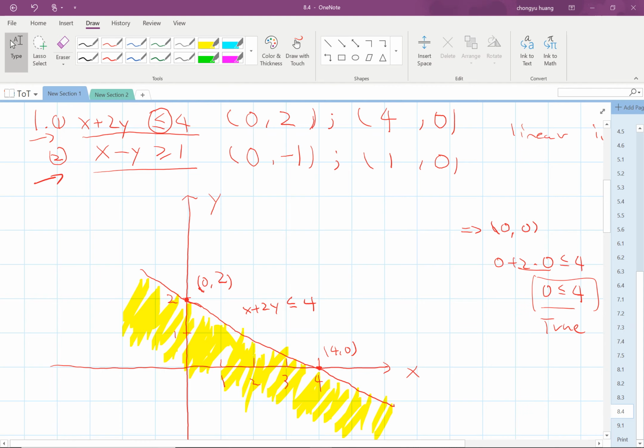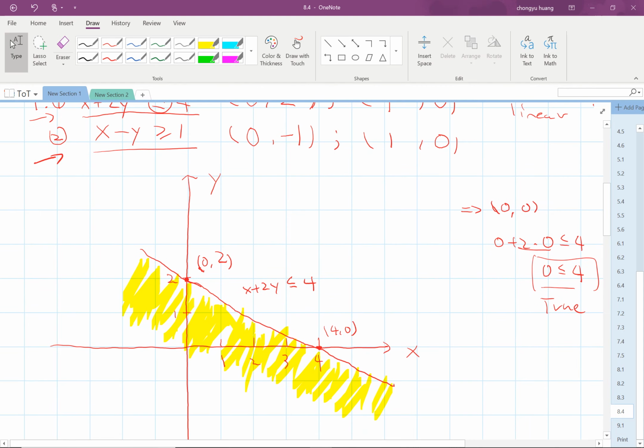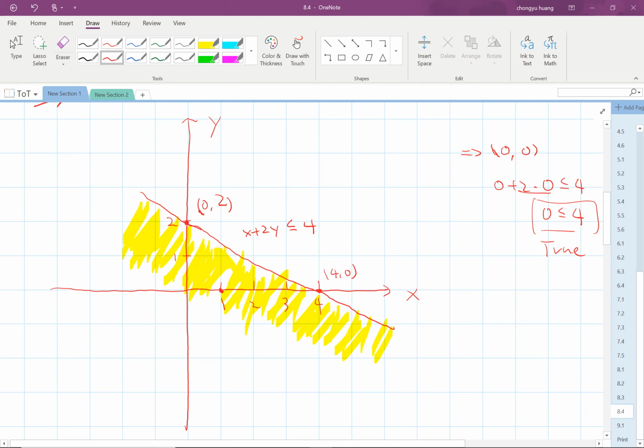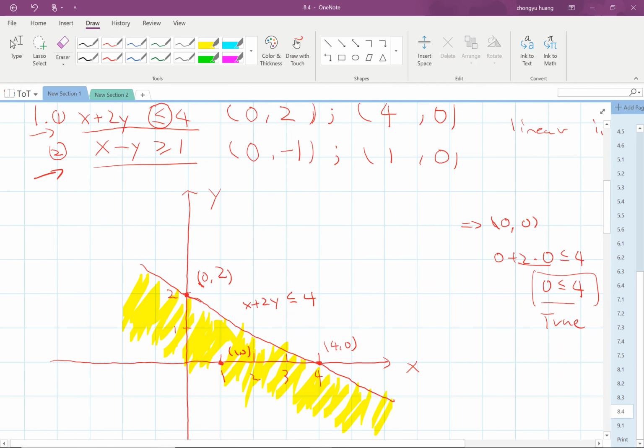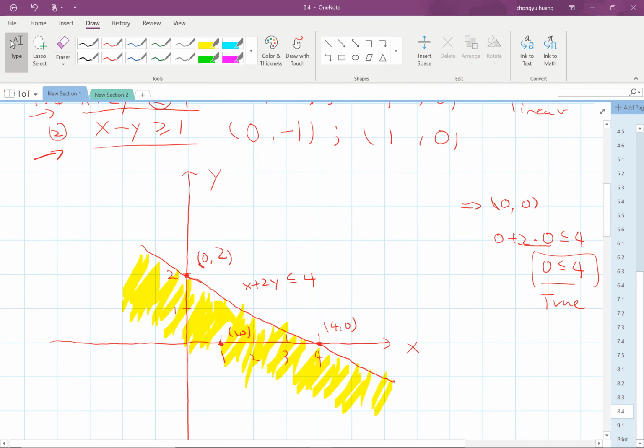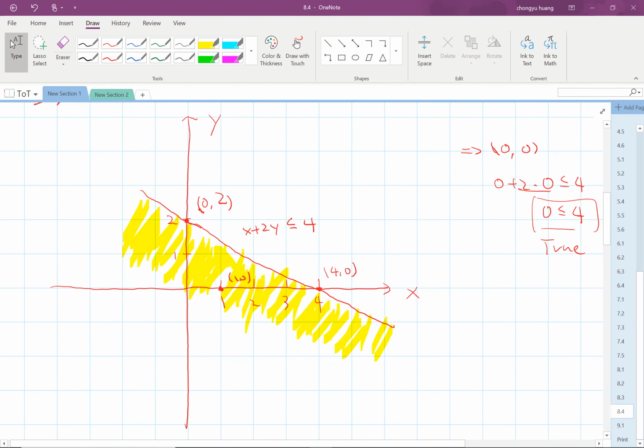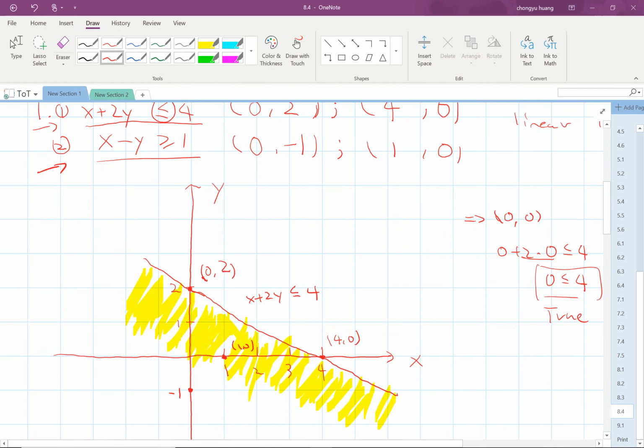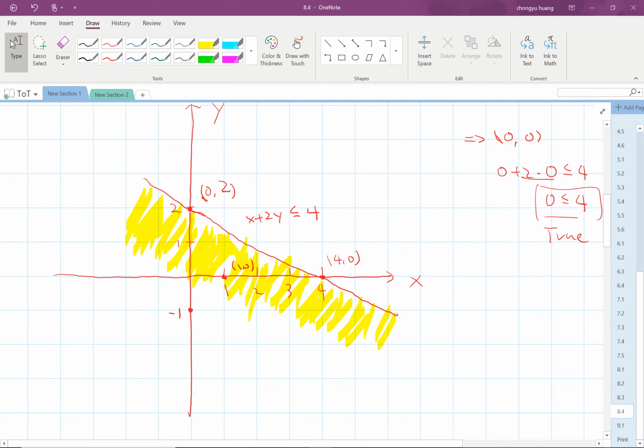For the second equation, we have a point (1, 0), which is right over here. And our second point is (0, -1), somewhere over here. Now you want to draw the graph of it. Here, as you can see, we have greater than or equal to, so that means those two intersections are included.